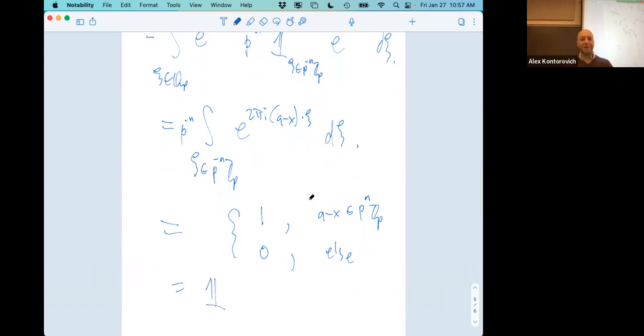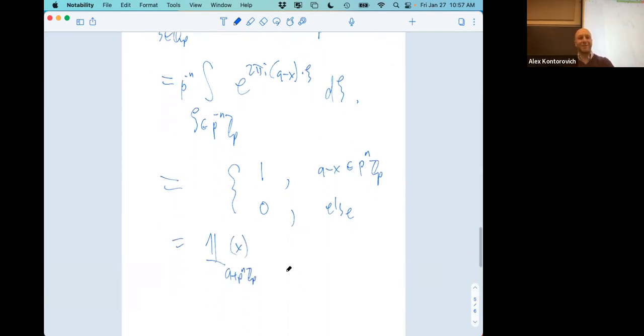Also known as the indicator function, right? There's a function in x. When is a minus x in p to the n Z_p? Well, minus 1 is in Z_p cross. Minus 1 is a unit. So a minus x being in here is the same thing as x minus a being in here, which is the same thing as x being in a plus p to the n Z_p, which was the function that we started with. So that's Fourier transform and Fourier inversion in the p-adic numbers. Okay. Trivial. Amazing. All right.